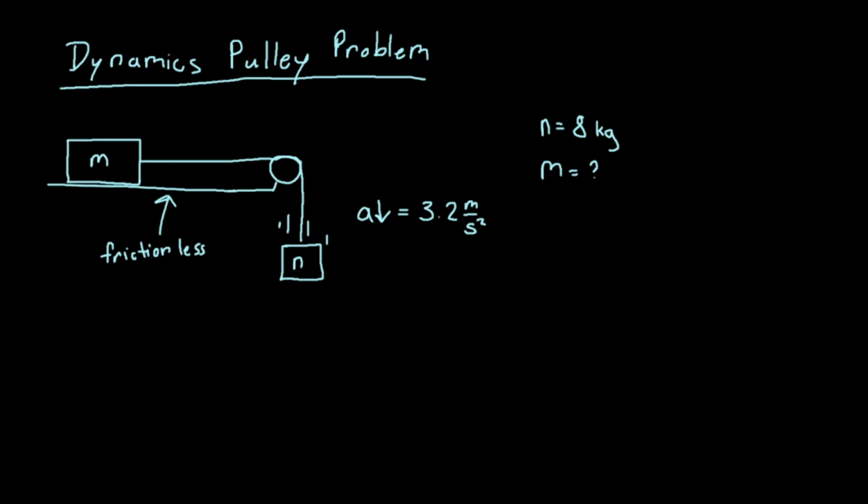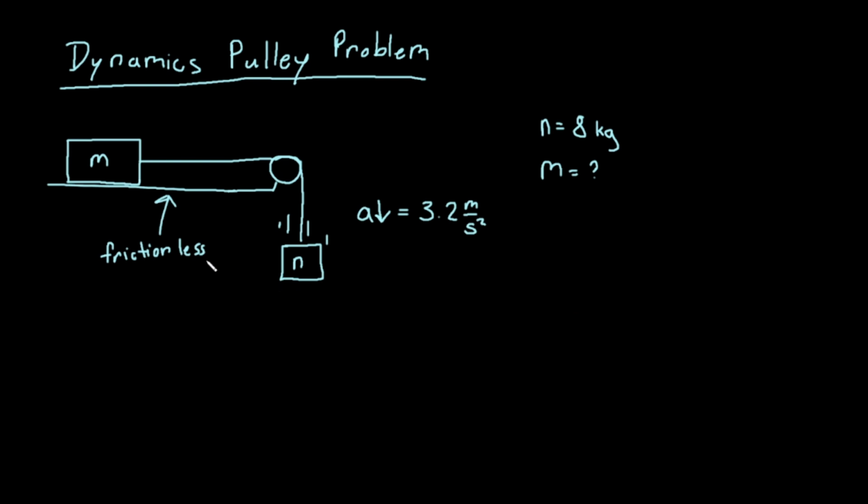Today we'll be going over a physics pulley problem. So I'll just explain it really quickly. Over here we have mass m that is on a frictionless surface. It is connected by a string that is attached to a pulley that is attached to mass n. Mass n is falling down and it has the weight of 8 kilograms. The acceleration of n is 3.2 meters per second squared in the positive direction, and you're looking for the value of m in kilograms. So if you'd like to give it a shot, just pause the video. Otherwise, I will be starting.